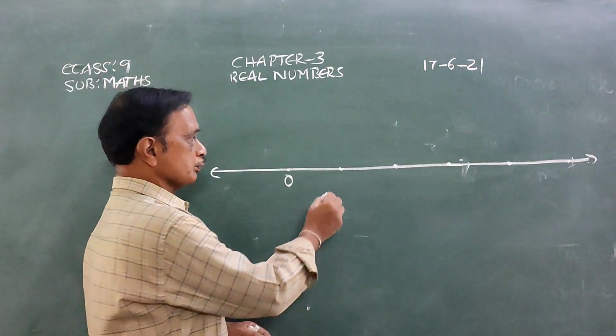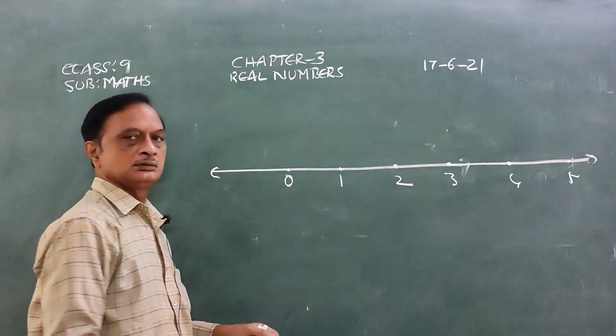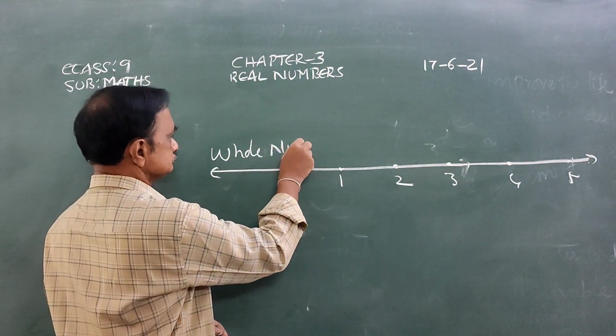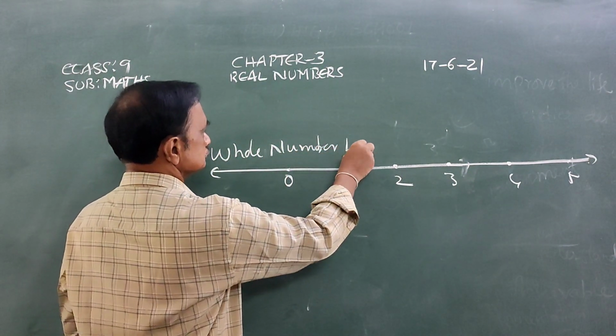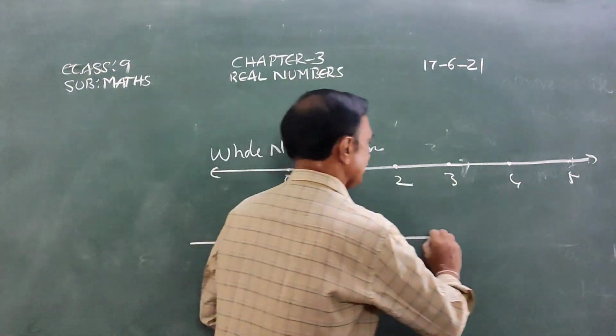And number those points as 1, 2, 3, 4, 5 and so on. This number line is called the whole number line. But how do you draw an integer number line? First draw a line.